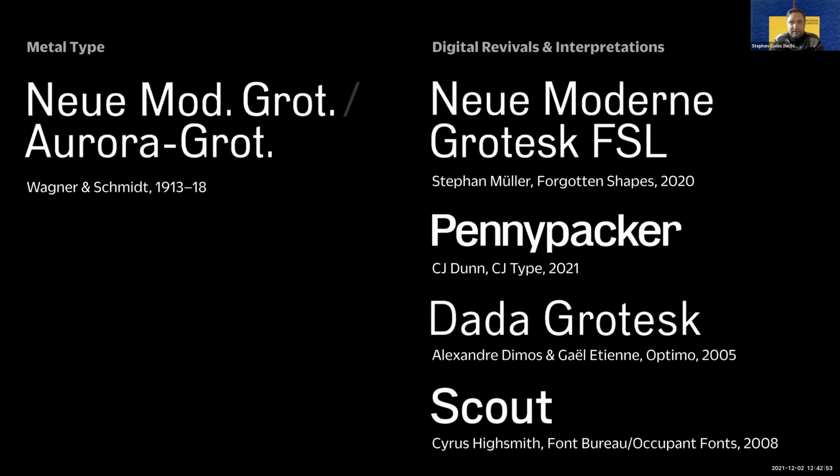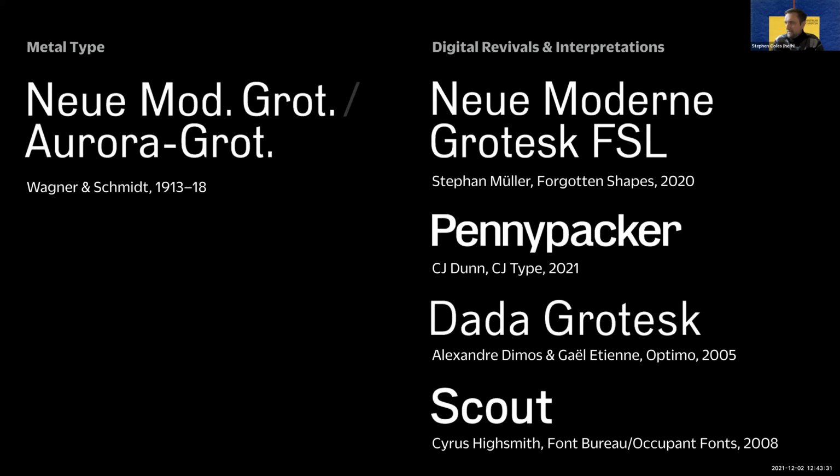And here are some digital revivals. Just this last year, Stefan Muller designed for Forgotten Shapes, a fairly new foundry, a pretty faithful revival of Neue Modern Grotesque. And then just this year, CJ Dunn, after doing a lot of research at the archive, actually released Pennypacker, which is more of a redrawing or a homage to the design, but adds a lot of styles to it, which I'll show you in a minute.